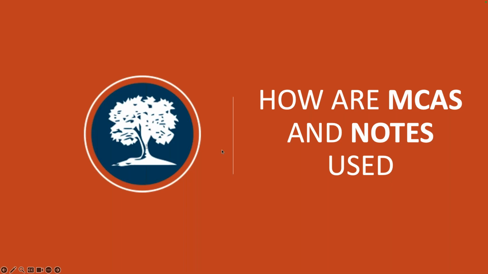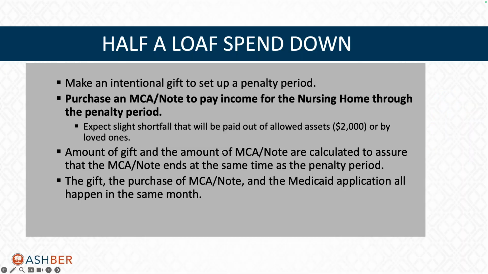All right, so how are annuities and notes used? There are really two different ways that they're used, and I know we've probably already talked about these a lot in other presentations here. The first and most common spend down is using a half loaf, which is a gift and annuity plan essentially for a single individual. We're making an intentional gift to set up a penalty, and then we're purchasing an MCA or a note to pay the income to the nursing home through the penalty period. It is also structured so that the note or the annuity and the penalty period line up sequentially, so that they both start and end at the same time.